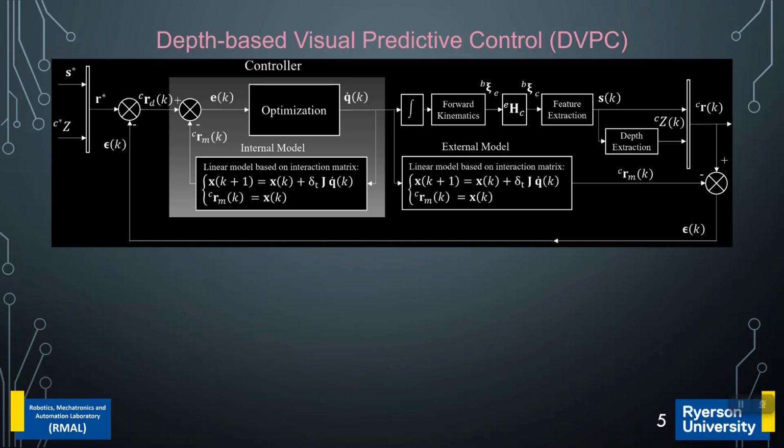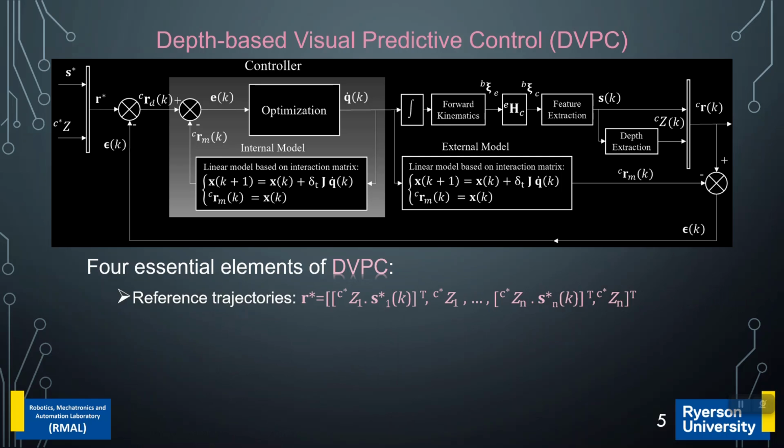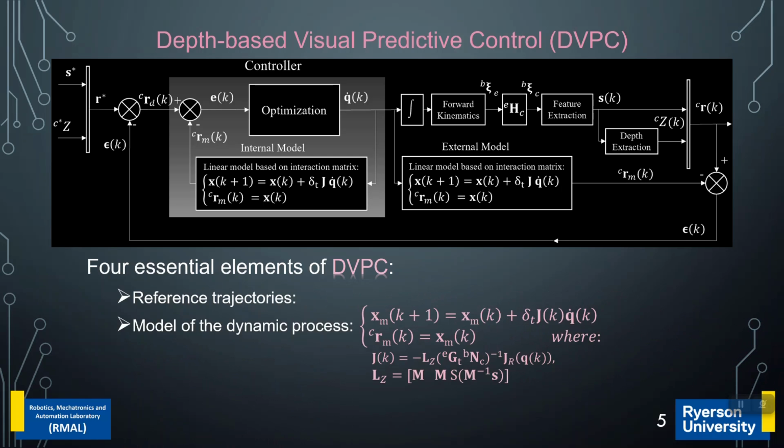Similar to other MPC methods, the depth-based visual predictive controller has four essential elements. The first element is the reference signal, which is the multiplication of the target point's depth expressed in the camera frame and the corresponding homogeneous coordinate of it. The second one is a linear predictive model of the dynamic process, as shown in the figure.